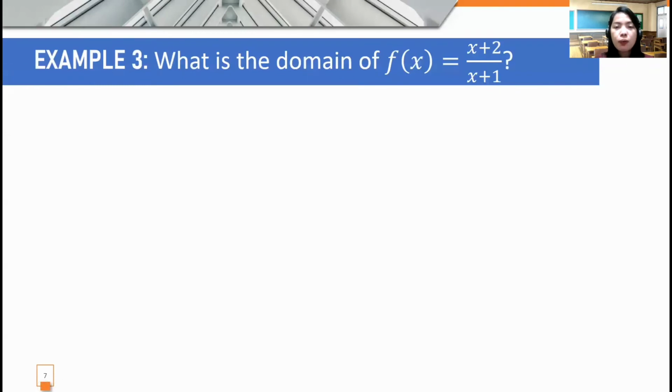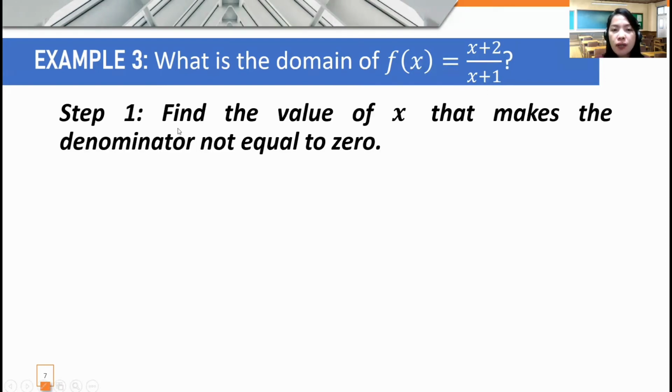Example number 3. What is the domain of f of x equals x plus 2 all over x plus 1? In the given function, we have to find the value of x that makes the denominator not equal to 0. That is by getting the denominator of the given rational function, which is x plus 1. Next is to equate x plus 1 equals 0, or equate x plus 1 to 0. Next is to determine the value of x using x plus 1 equals 0. So here we have x equals negative 1.